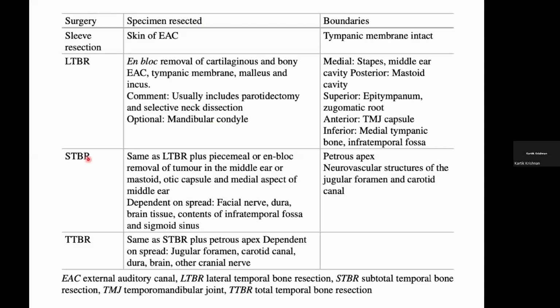And your subtotal temporal bone resection is where you go beyond further. So you remove any tumor in the middle ear along with your mastoid, the otic capsule, and your medial aspect of the middle ear. And depending on the spread of tumor, you might remove your facial nerve, any involved dura, or your contents of the ITF. And your total temporal bone resection is complete resection of your petrous apex also. And then depending on the spread, you might have to remove your jugular foramen, carotid, dura, brain.